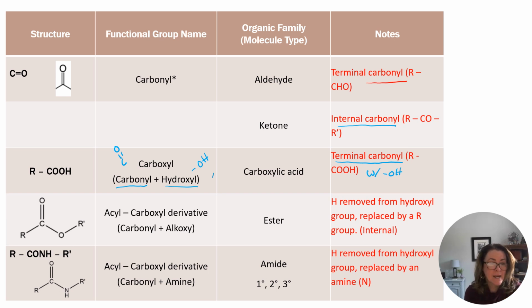Okay, next down the list, we have our esters. That's our organic family or molecule type. This is going to be an acyl. This is going to be a combination of a carbonyl and an alkoxy. So we've already talked about that carbonyl, right, is this carbon double bonded oxygen. We use a different color for our alkoxy. And we know that our alkoxy is an oxygen that is sandwiched between two R groups. So put those together and you've got your ester.